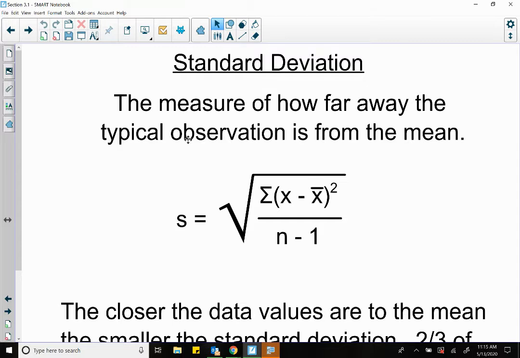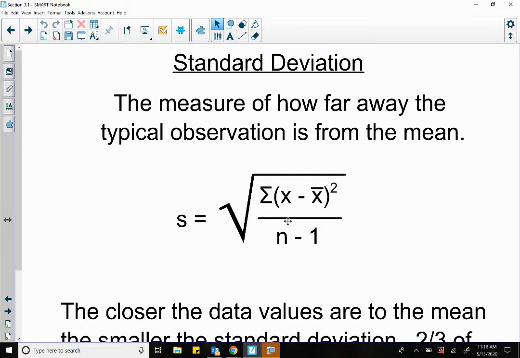Okay, within that, we also talk about standard deviation, okay? Standard deviation is the measure of how far away the typical observation is from the mean, okay? So this value that they give you is how far away. It's like an average of how far all the typical observations are from the mean. Okay? So a couple things with standard deviation.